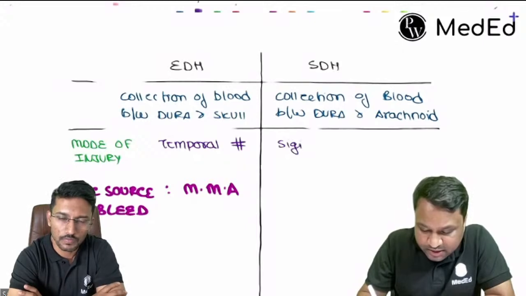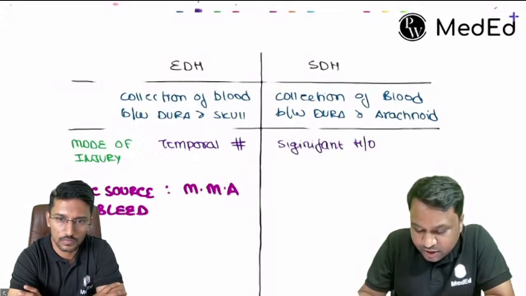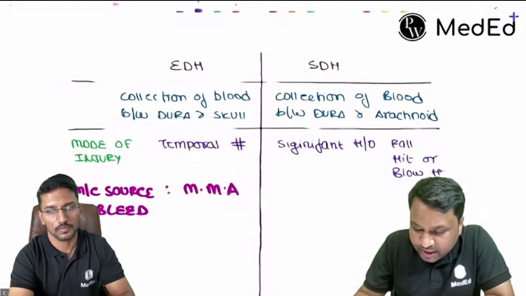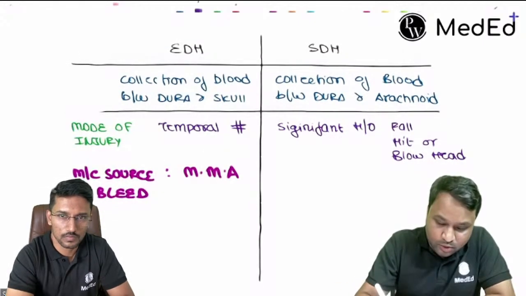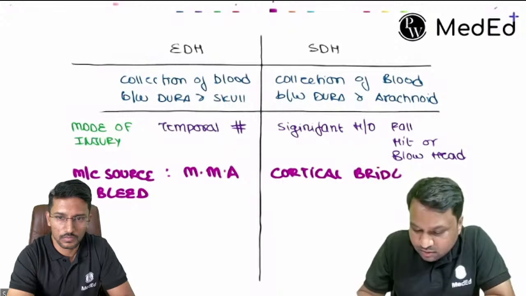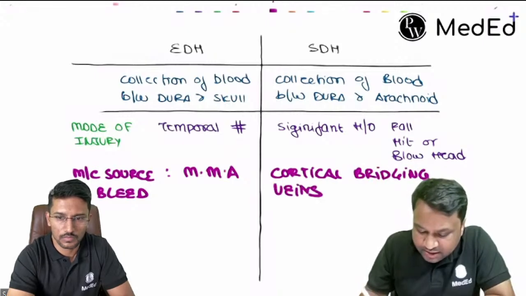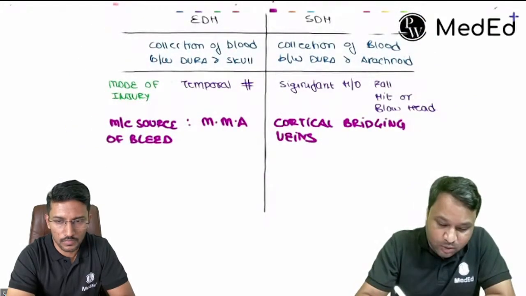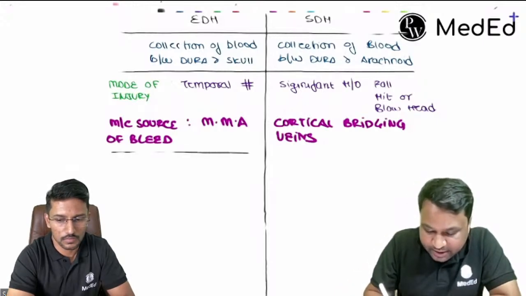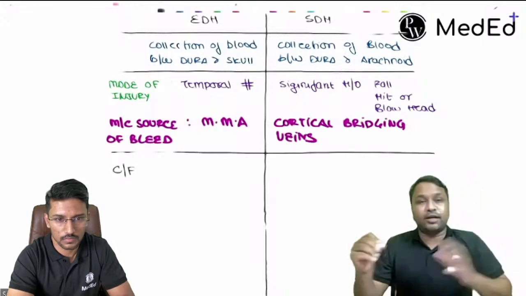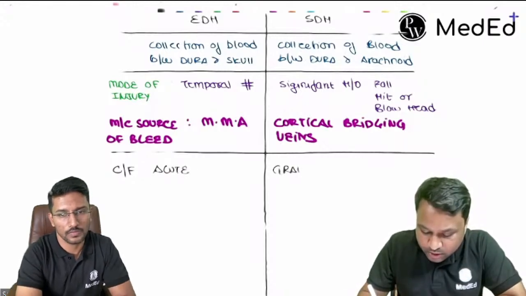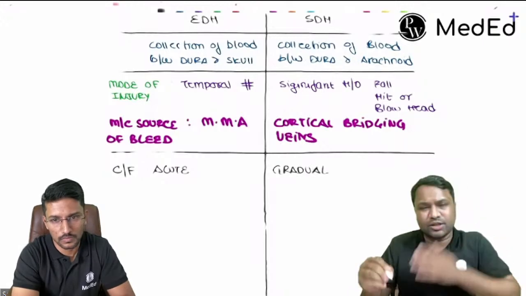there has to be a significant history of fall, hit, or blow to the head. Usually it occurs in elderly patients, and the most common source is going to be your cortical bridging veins. Here it is because of the cortical bridging veins. Now, as we can see, the arteries are going to bleed profusely and the veins are going to take their own sweet time, but yet the symptoms will be seen thereafter. Now, when you talk about the clinical presentation with respect to extradural hemorrhage and subdural hemorrhage, remember it will be acute in presentation in EDH, and gradual in SDH. So the presentation will be more gradual in SDH.